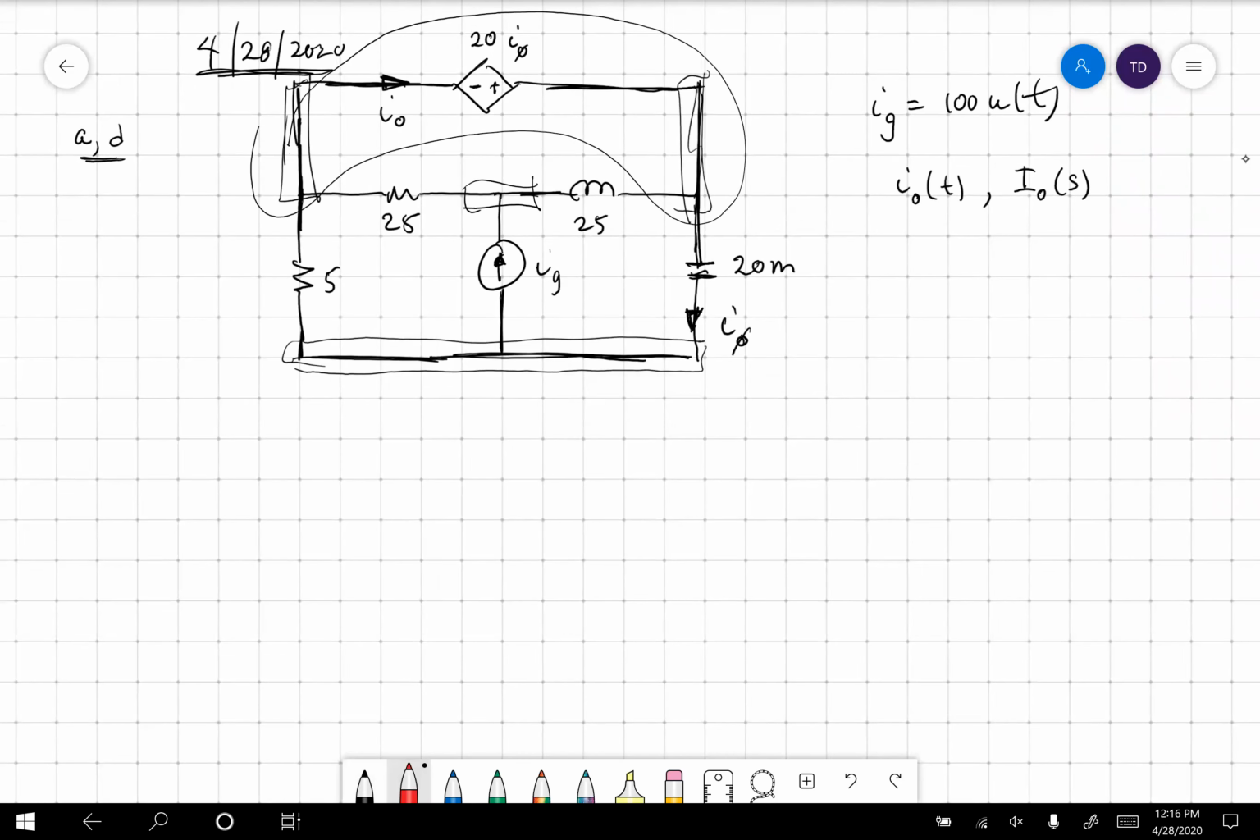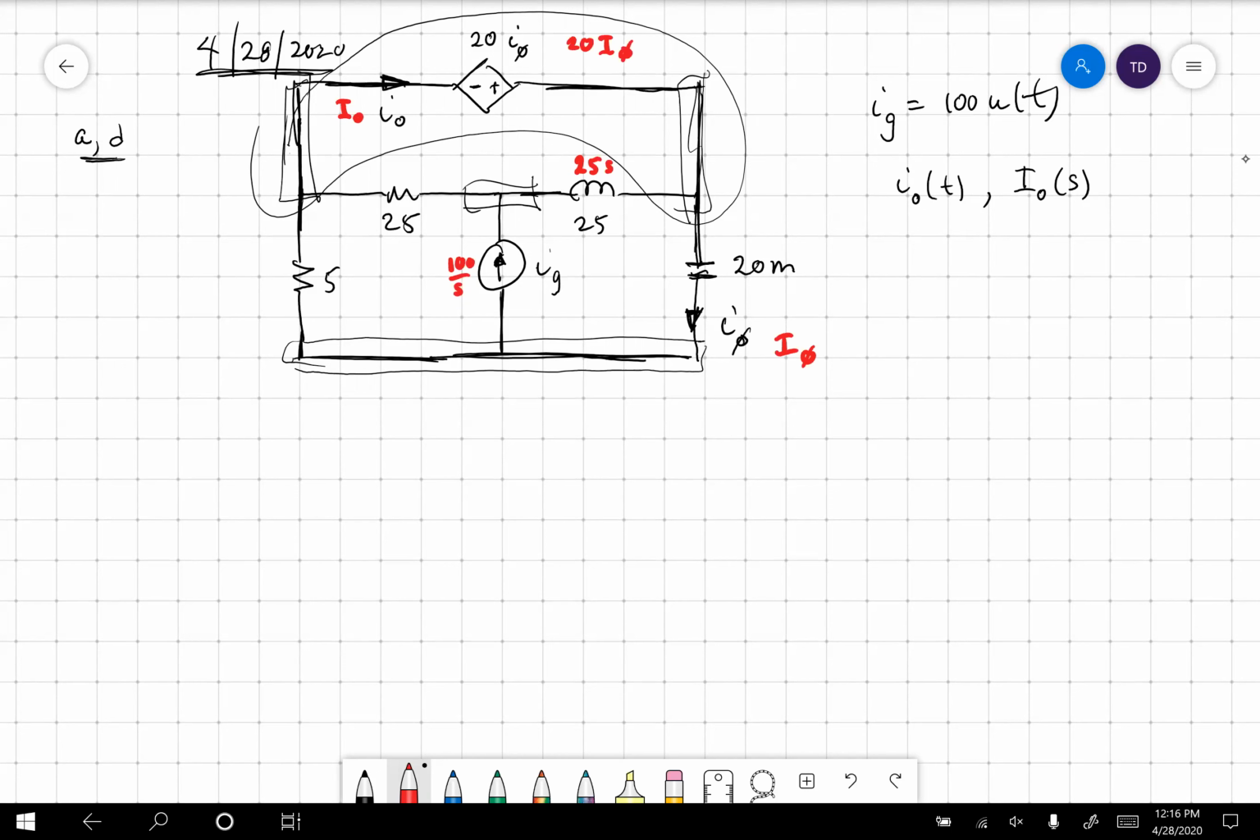So with mesh analysis, first of all, let's convert the circuit. So here we go. 5 stays 5. IG is 100 U of t, so IG is going to be 100 over S. This is going to be 25S. This is going to be I0. This is 20 I phi. This is I phi.